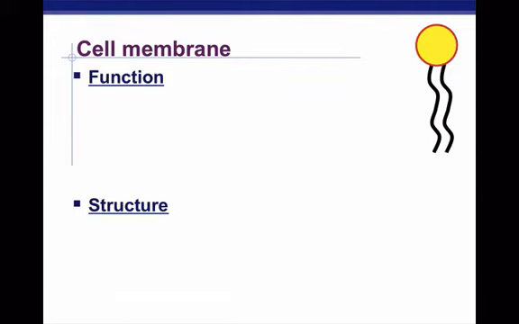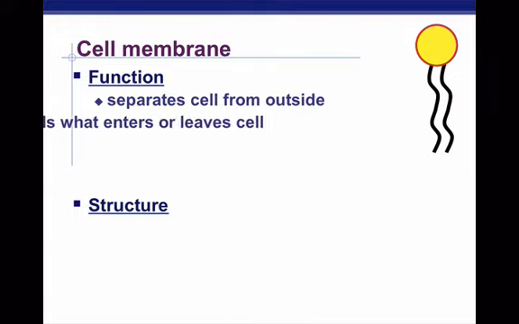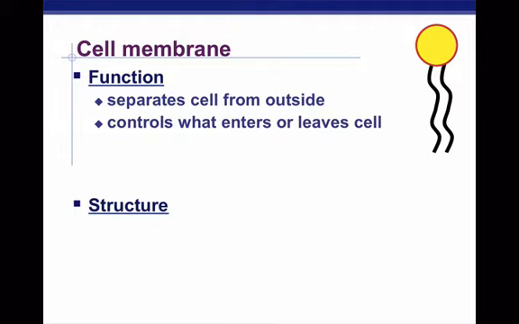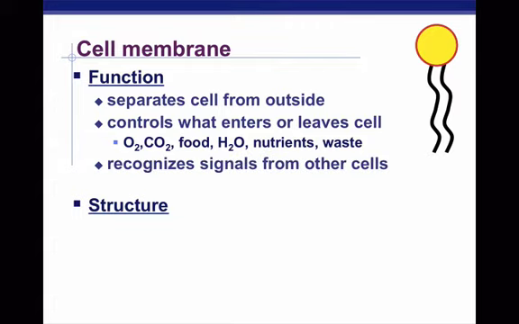So the cell membrane. All cells have a cell membrane. So all prokaryotic and all eukaryotic cells have a cell membrane. The function of the cell membrane is to separate the cell from the outside. It's the protector. It controls what enters or leaves the cell: O2, CO2, food, water, nutrients, waste. Water balance is very important for a cell. Too much water, the cell could burst and die. It also recognizes signals from other cells.